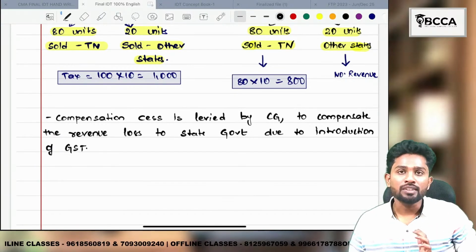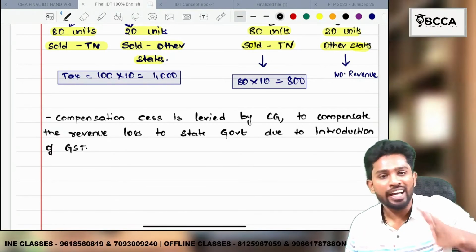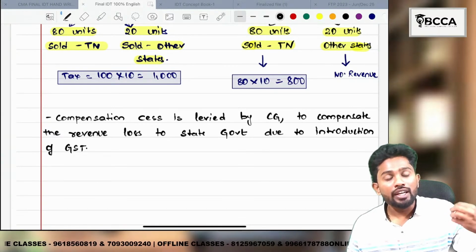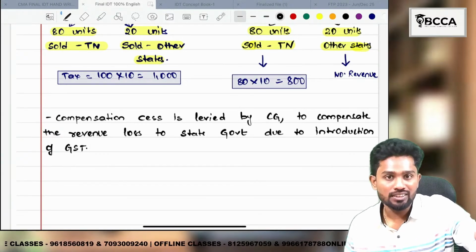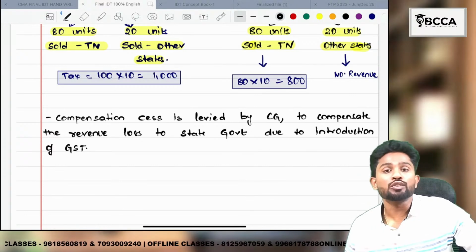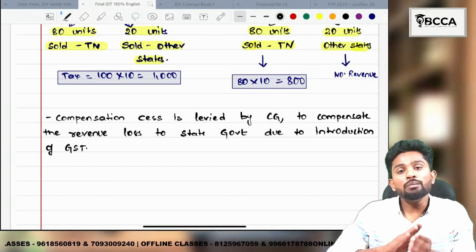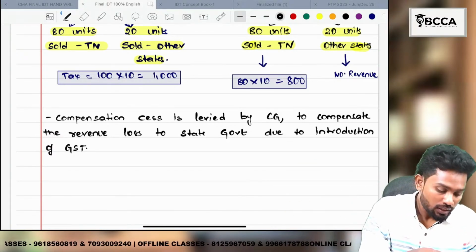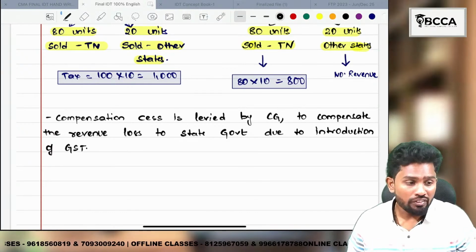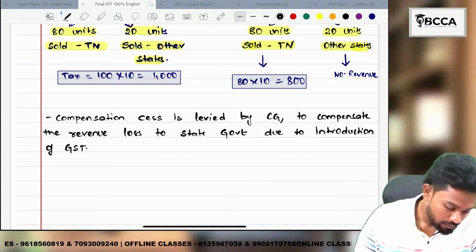It's not like that. Already on supply of goods there is CGST, SGST, IGST, considering intrastate or interstate. Now the central government is saying we levy one more tax by naming it compensation cess. Whatever revenue the central government gets through that compensation cess will be used to compensate the revenue of states which are losing due to the introduction of GST.